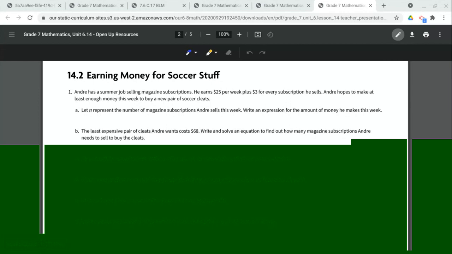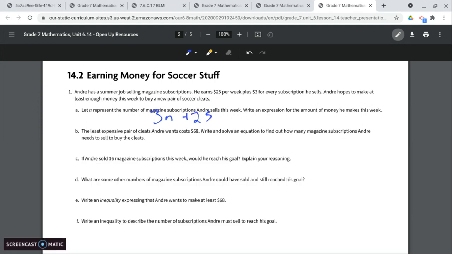So for A, let N represent the number of magazine subscriptions Andre sells this week. Write an expression for the amount of money he makes this week. So we know he earns $3 for every subscription and he earns $25 a week. So 3N plus the 25.